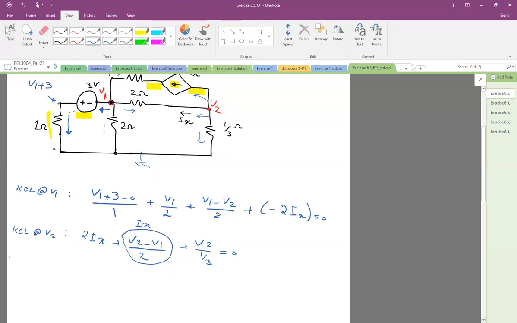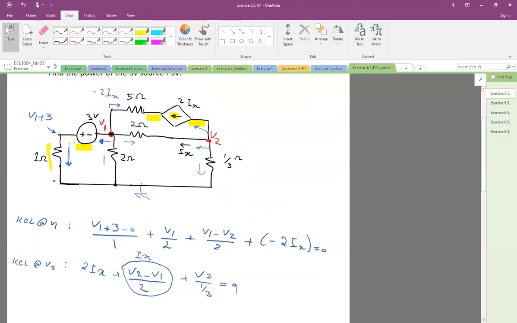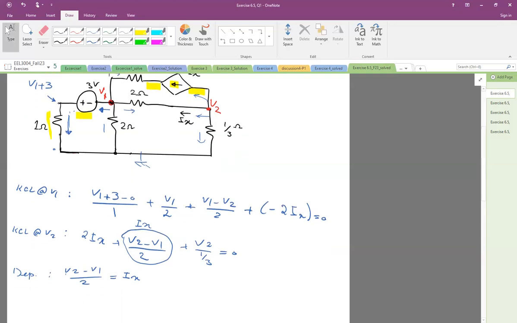And then also, always when you have a dependent source, we have to write the equation for that too. And Ix, as we see, this is Ix. So Ix is V2 minus V1 divided by 2, equal to Ix. This is for the dependent source. So we basically have 3 equations.